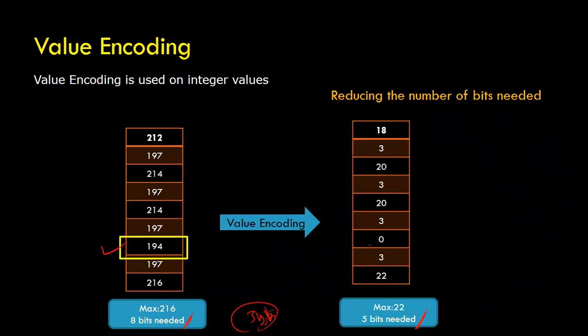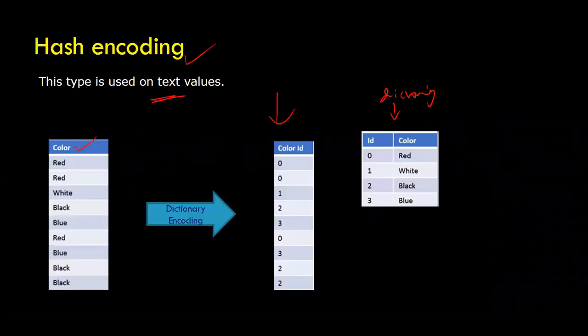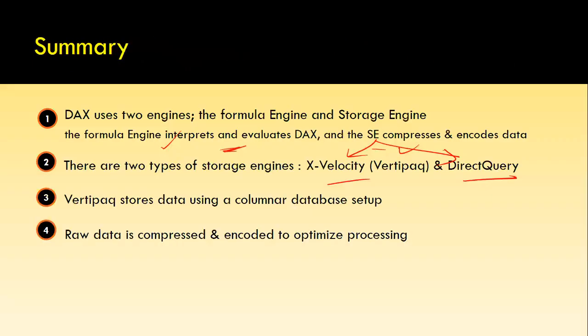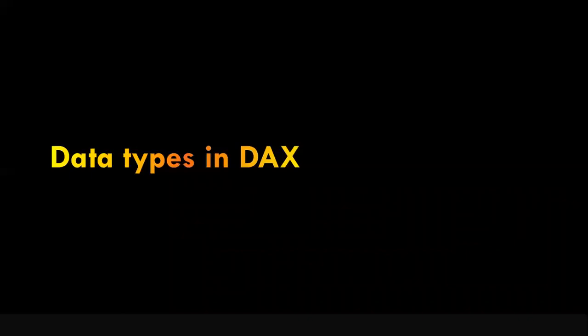The next one is the data types. What are the data types that are available in DAX? Same as the RDBMS and other things, right? What are the data types?